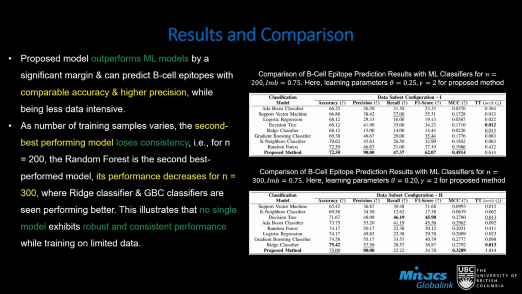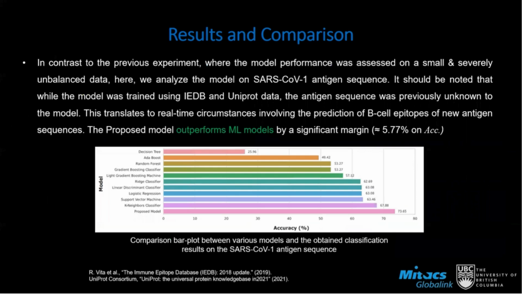While other models' performance varied with the number of training samples, for example, random forest performed well at 200 samples but it loses consistency and its performance declined at 300 samples, with ridge and GBC performing better. Our model showed robust and stable performance across varied settings. In the second experiment, we evaluated the model on the SARS-CoV-1 antigen sequence. Again, the proposed model outperformed all other models, showing a significant 5.77% gain in accuracy.